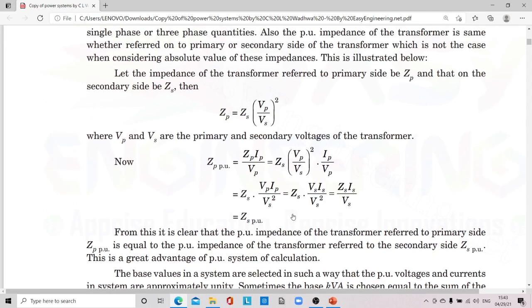So here it is clear that per unit impedance of transformer referred to primary side, ZP per unit, is equal to per unit impedance of the transformer referred to secondary side, ZS per unit. So this is the great advantage of per unit system of calculation.